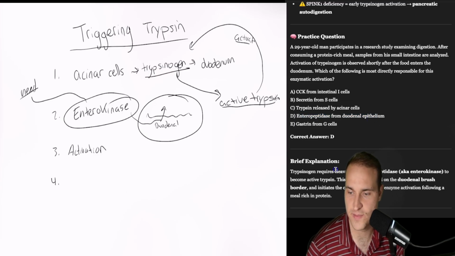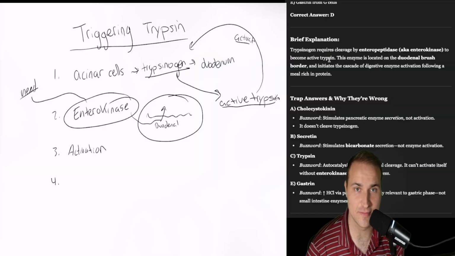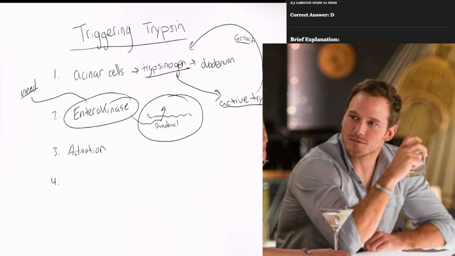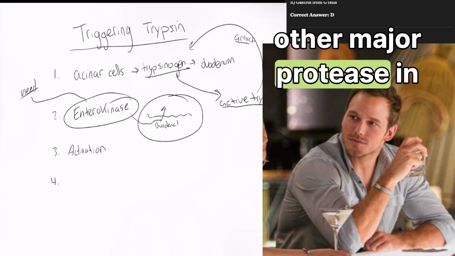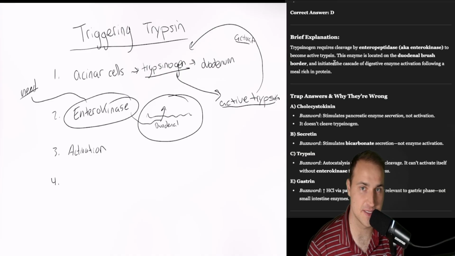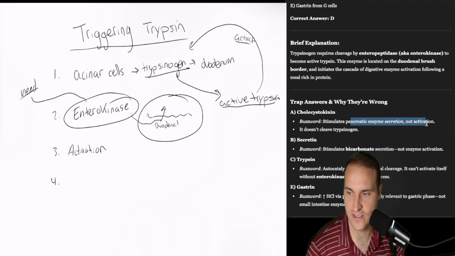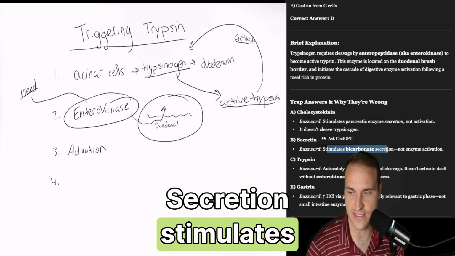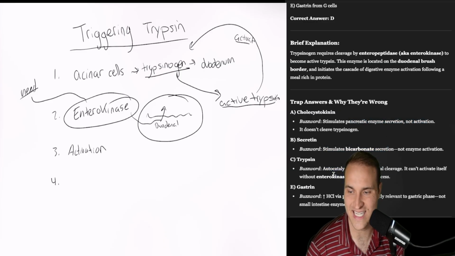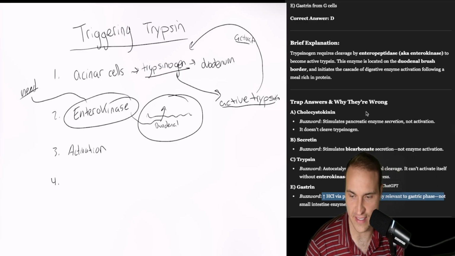So the pancreas ships out this stuff that is incredibly potent and powerful, but it ships it out in its inactive form. And once trypsinogen is activated into trypsin, then it can activate every other major protease in your gut. So the real MVP of that scenario is enterokinase, not trypsin or secretin. Now, CCK stimulates pancreatic enzyme secretion, not activation. Secretin stimulates bicarbonate secretion, and trypsin has autocatalysis only after the initial cleavage step by enterokinase. And gastrin increases HCl via the parietal cells, relevant to the gastric phase.